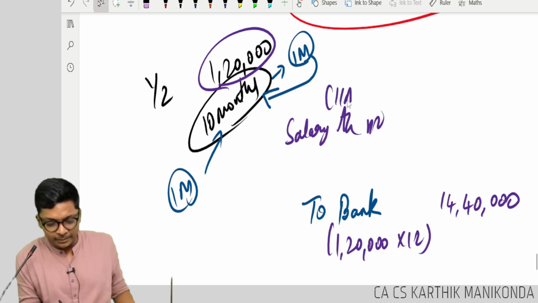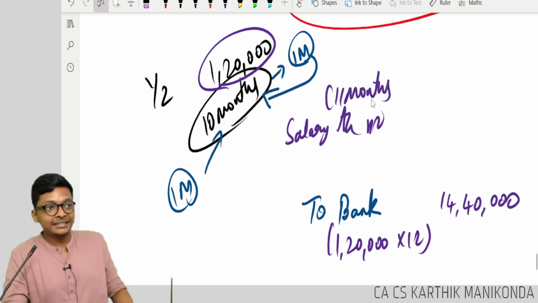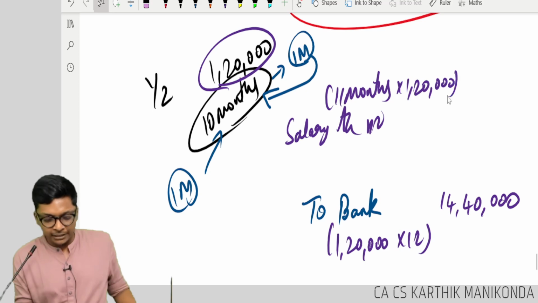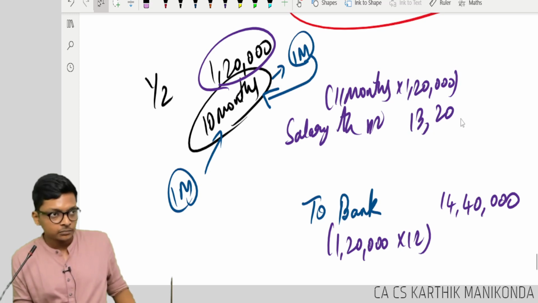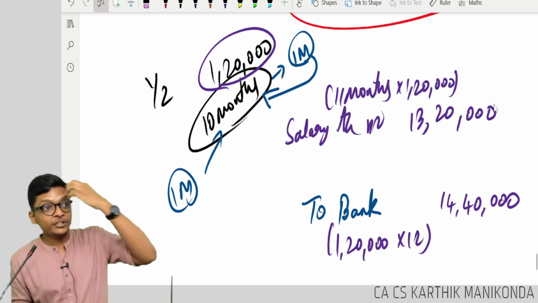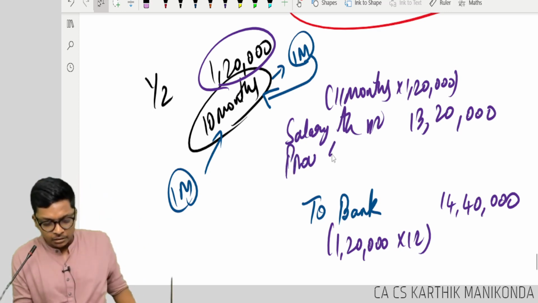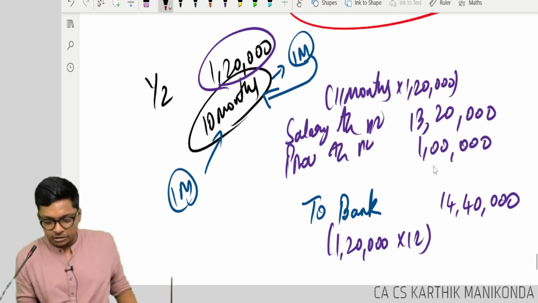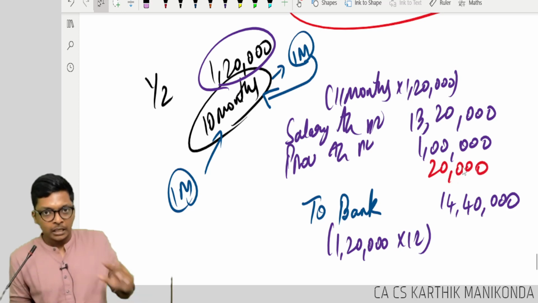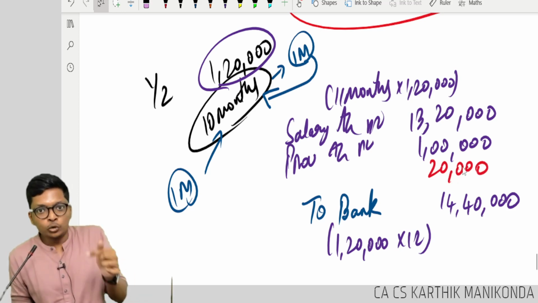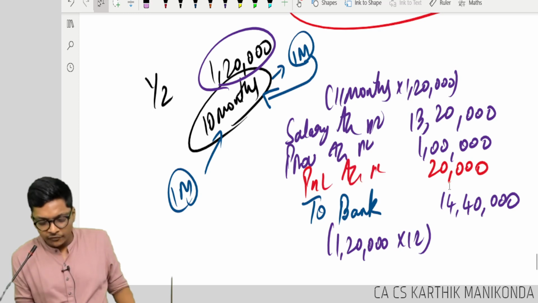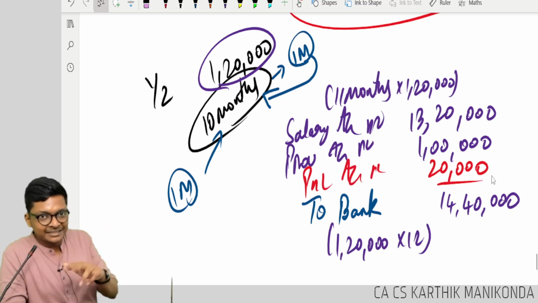Now I will debit this year's salary account first. This year's salary is 11 months. 11 months into 1,20,000. How much? 13,20,000. Then for the previous provision of last year, I will reverse my provision for leave account, 1 lakh. Still you have a difference of how much? 20,000. Now leave is carried forward and you got a promotion, so the salary increased. I will additionally debit P&L for 20,000 for this year. That's it. Why? This increase happened in this year.